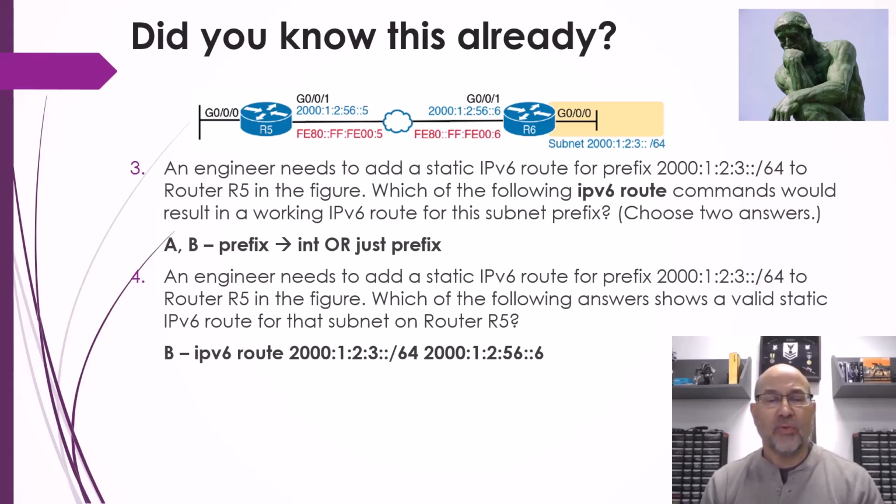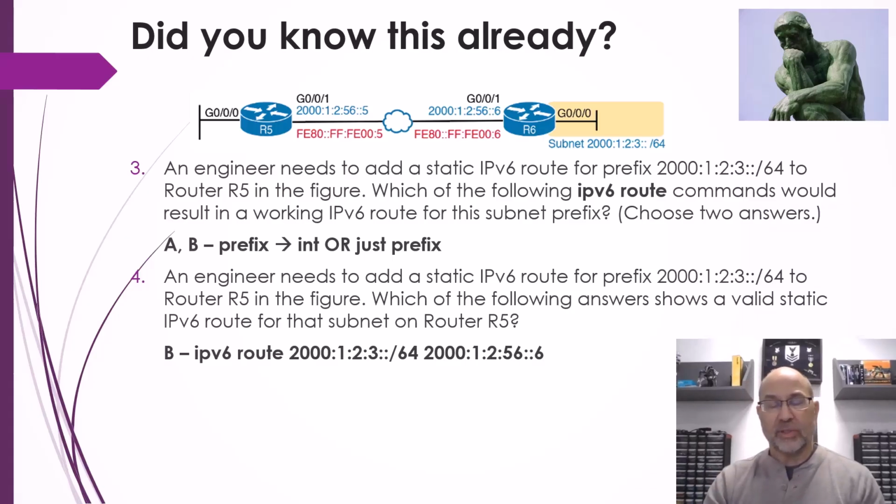Question number 4: an engineer needs to add a static route for 2001:2:3 to router 5. Which of the following answers shows a valid static IPv6 route for that subnet? This is the one that I like, right? This is an example of a route that would actually work. 2001:2:3::/64 via 2001:256::6, right? The forwarding hop here is a globally unique address.